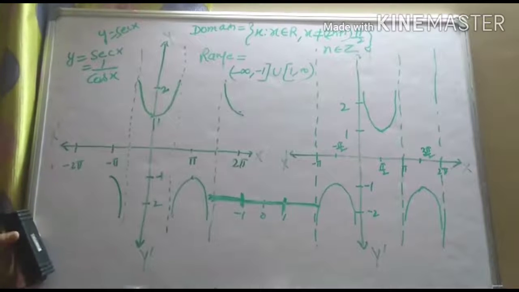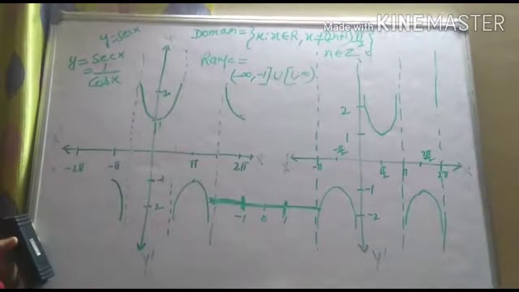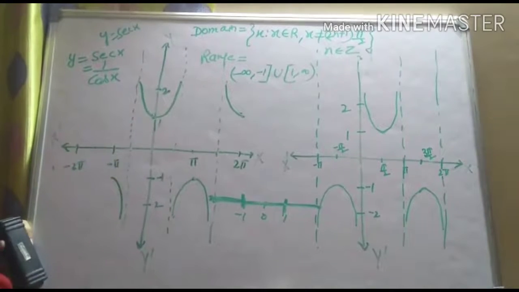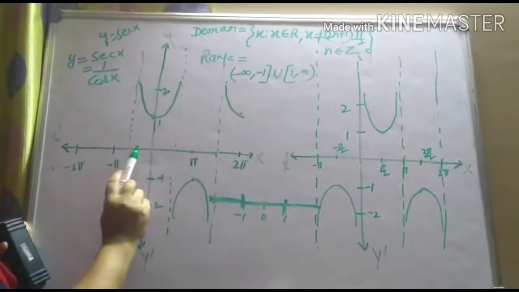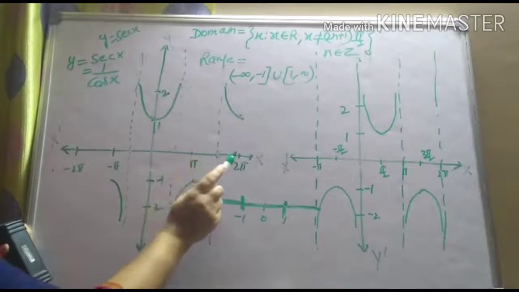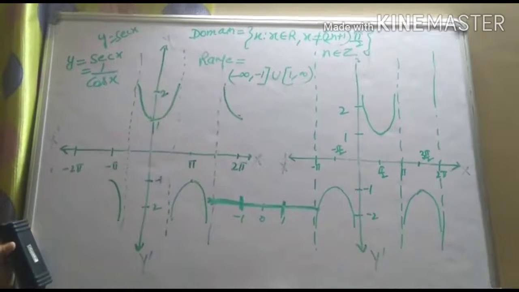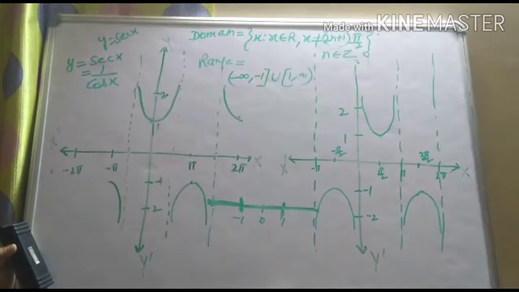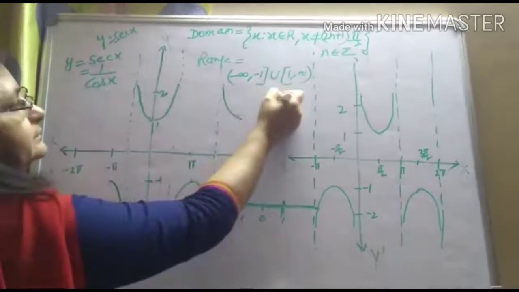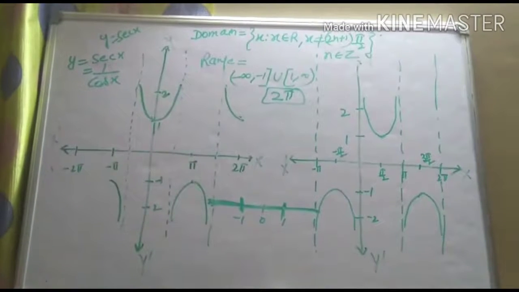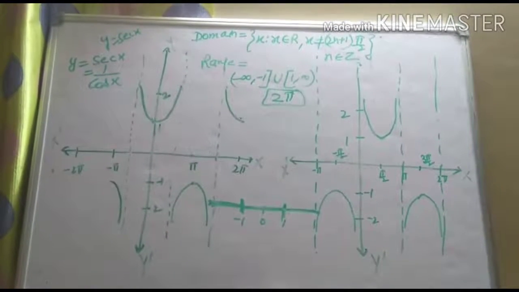Now, what is the period of secant x? Values of secant x repeat after an interval of 2 pi. It means the period of the function is 2 pi. So the period of secant x is 2 pi.